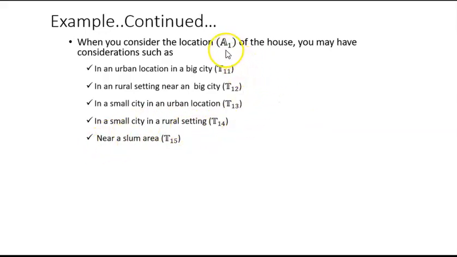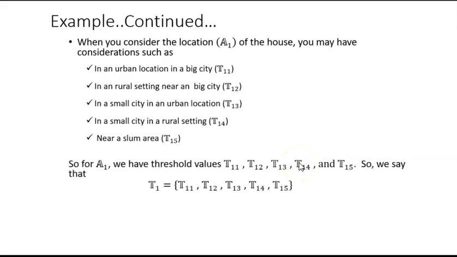When we write these threshold values for A1, we write T11, T12, T13, T14, T15. Carefully note, here you have a 1 and the first subscript is 1 in each one of them. Once we write these threshold values, we say that T1 is a set of all these threshold values. A1 is the attribute, T1 is the set of threshold values.